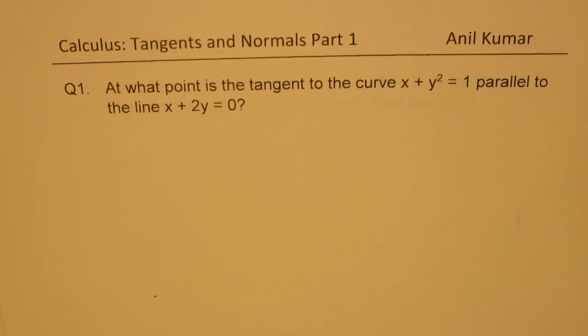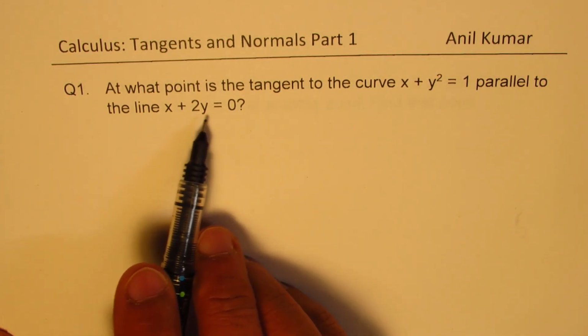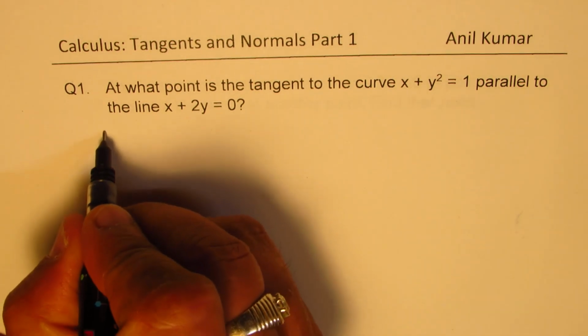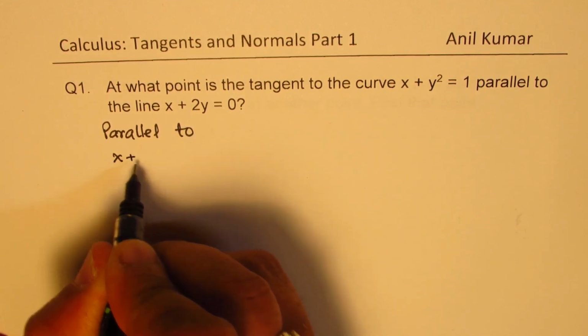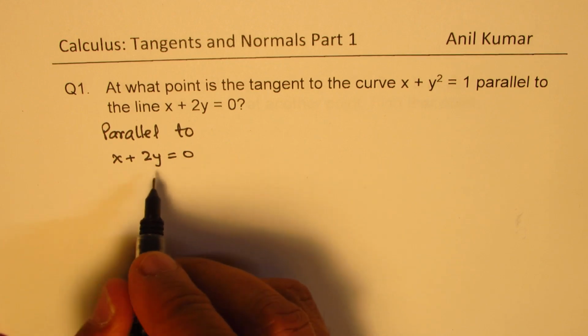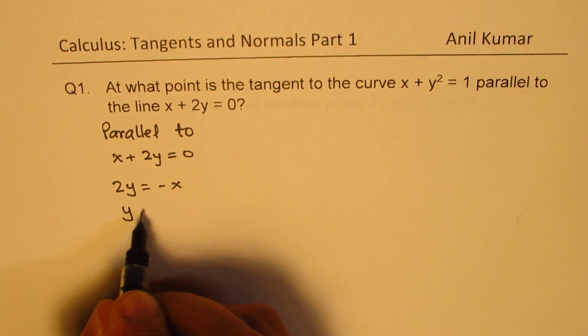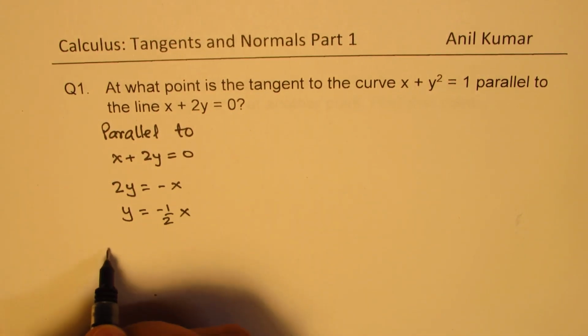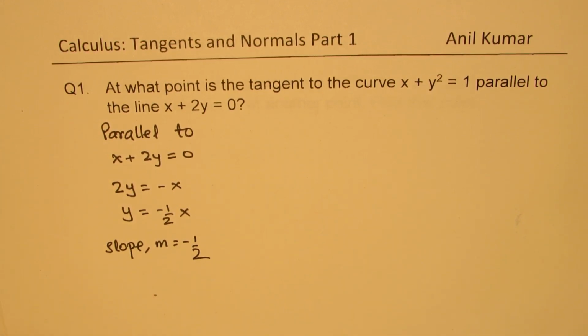So let's begin with the very first question: at what point is the tangent to the curve x + y² = 1 parallel to the line x + 2y = 0? That means what should be the slope? Let's rearrange. So we get 2y = -x, y = -½x, right? So the slope m should be equal to -½. That is what we are looking for.